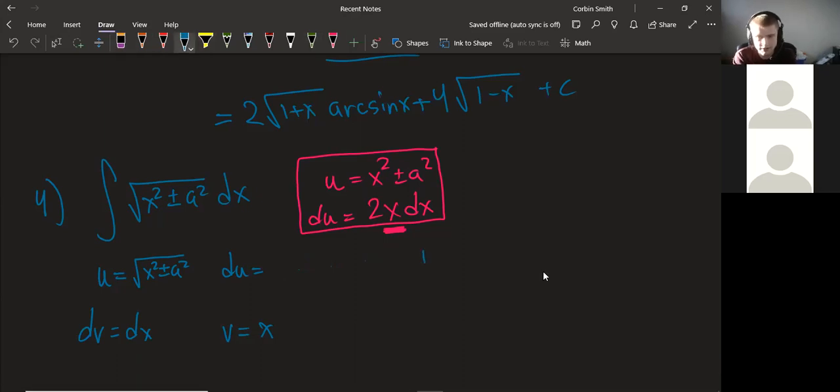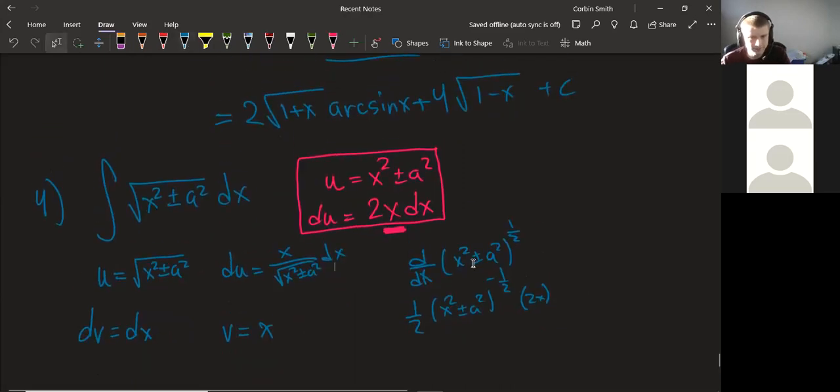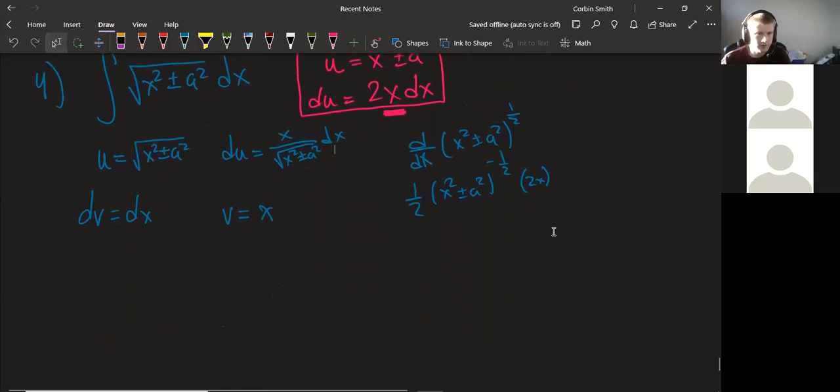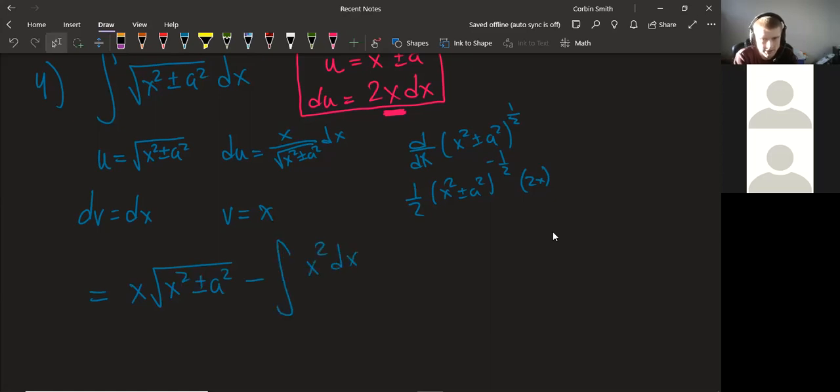All right, I guess I'll stop trying to do fancy things and just write it out. So that becomes 1/2 times x squared plus or minus a squared to the minus 1/2 times 2x. Okay, so we just have x over the square root of x squared plus or minus a squared dx. This is still going to be fine from the perspective of a u substitution. So we get that our integral is equal to x times the square root of x squared plus or minus a squared, minus the integral of x squared dx over the square root of x squared plus or minus a squared.